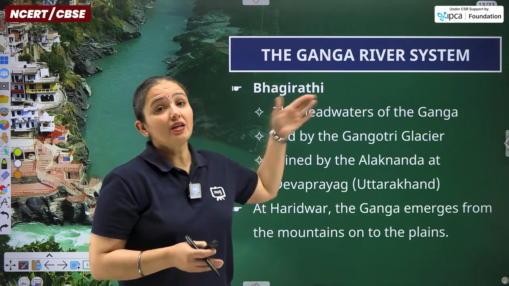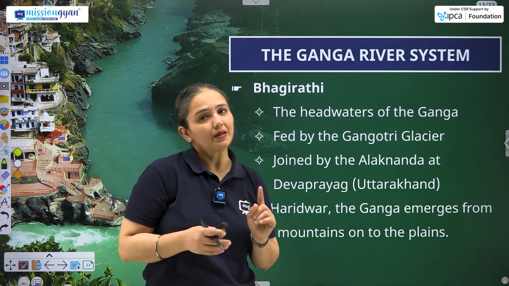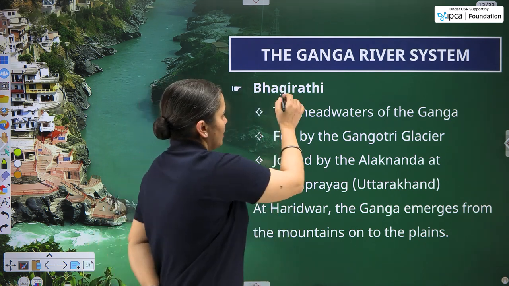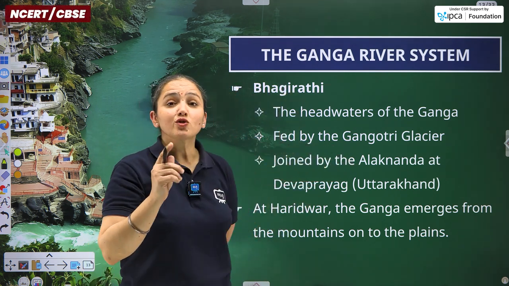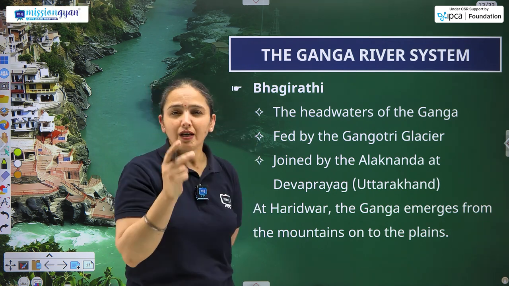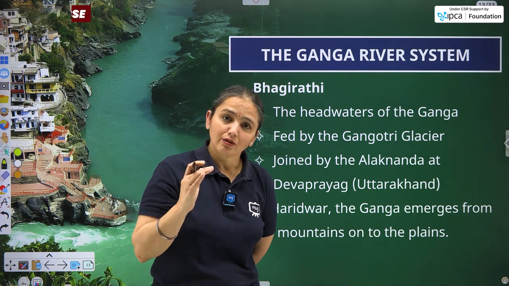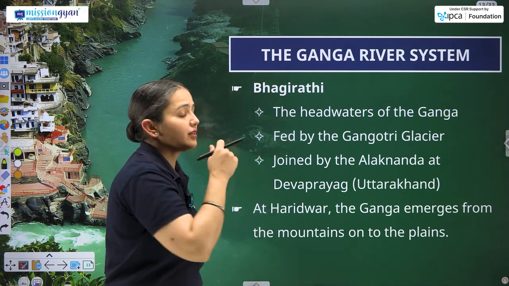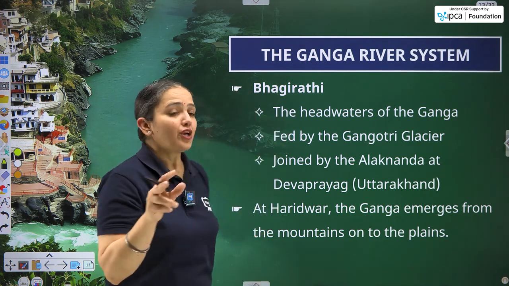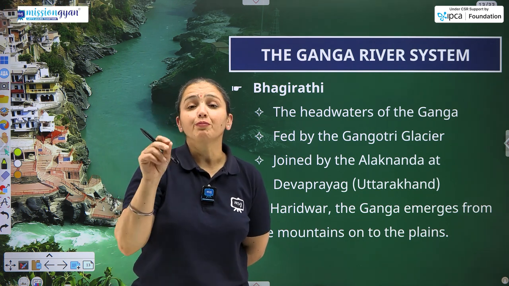Now talking about the second river system, that is the Ganga river system of the Himalayan river system itself. As I've already told you, Ganga is not originating from the Himalayas, so we have to discuss its root concept. I've told you that 2 rivers combine and then Ganga is formed. First is Bhagirathi, the other one is Alaknanda. They meet at a particular Prayag, Dev Prayag.